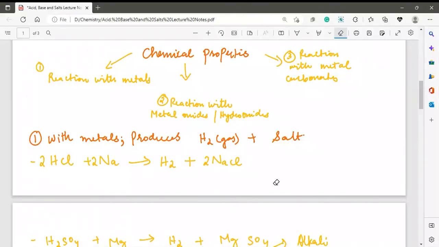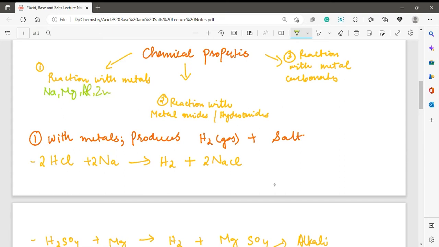Now we are going to discuss the chemical properties of an acid. There are three chemical properties for an acid. The first one is the reaction with the metals. For example, an acid can react with all types of metals. For example, it can react with sodium, magnesium, aluminium, zinc, and so on.